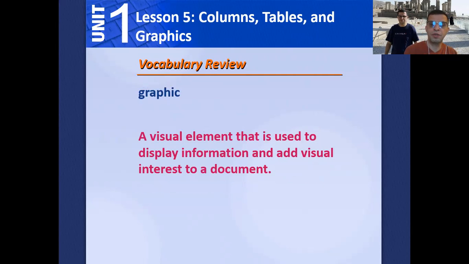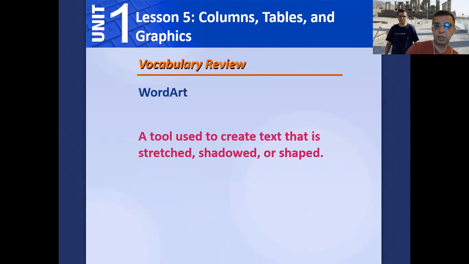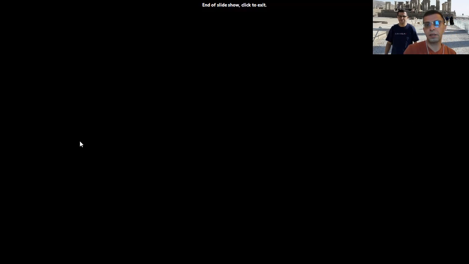Graphic is a visual element that is used to display information and add visual interest to the document. And WordArt, we said, is a tool used to create text that is stretched, shadowed, or shaped. It shows like a letter A, but there are so many of them. So you select how it looks. And that's it.